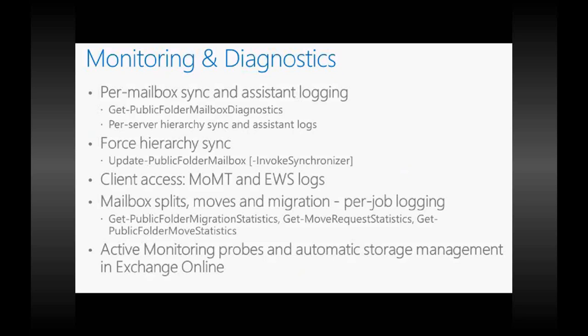For Office 365, we've got the active monitoring probes, and obviously there are the automatic storage management features as well. Those are all part of the Office 365 components there. So from a troubleshooting standpoint, it's a lot easier troubleshooting Exchange 2013 public folder issues than it was with the legacy versions, because we've now got a lot of the cmdlets, and the replication concept is a lot more simplified. So hopefully you're not going to run into huge numbers of problems around replication of public folders.